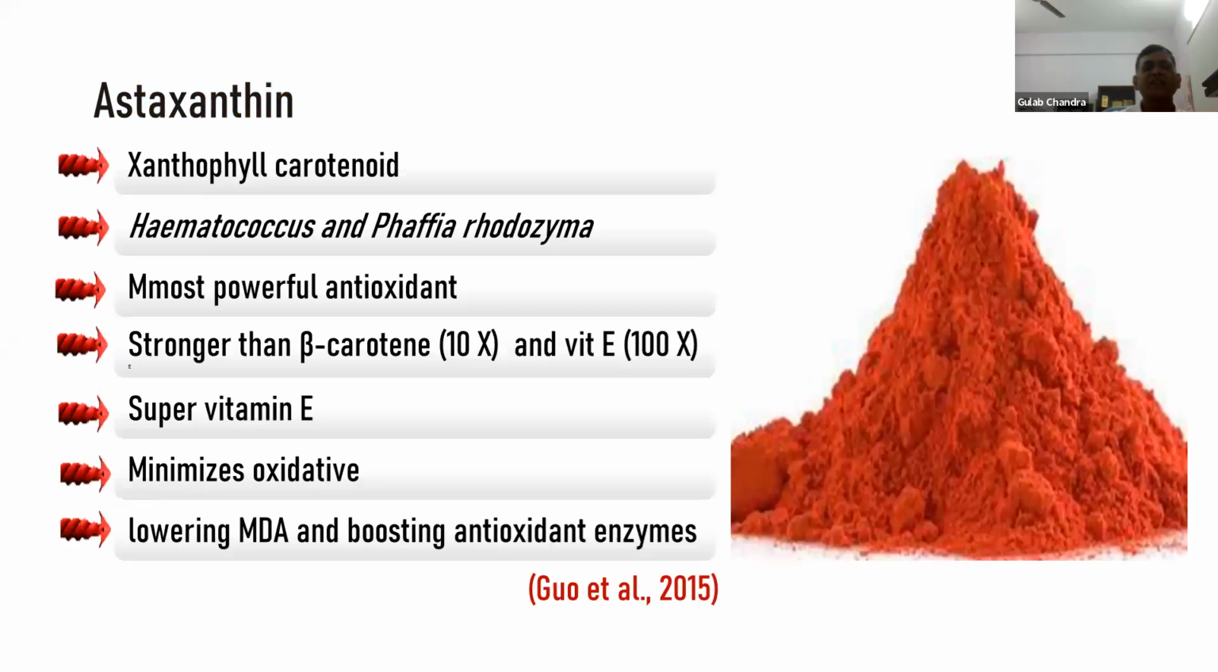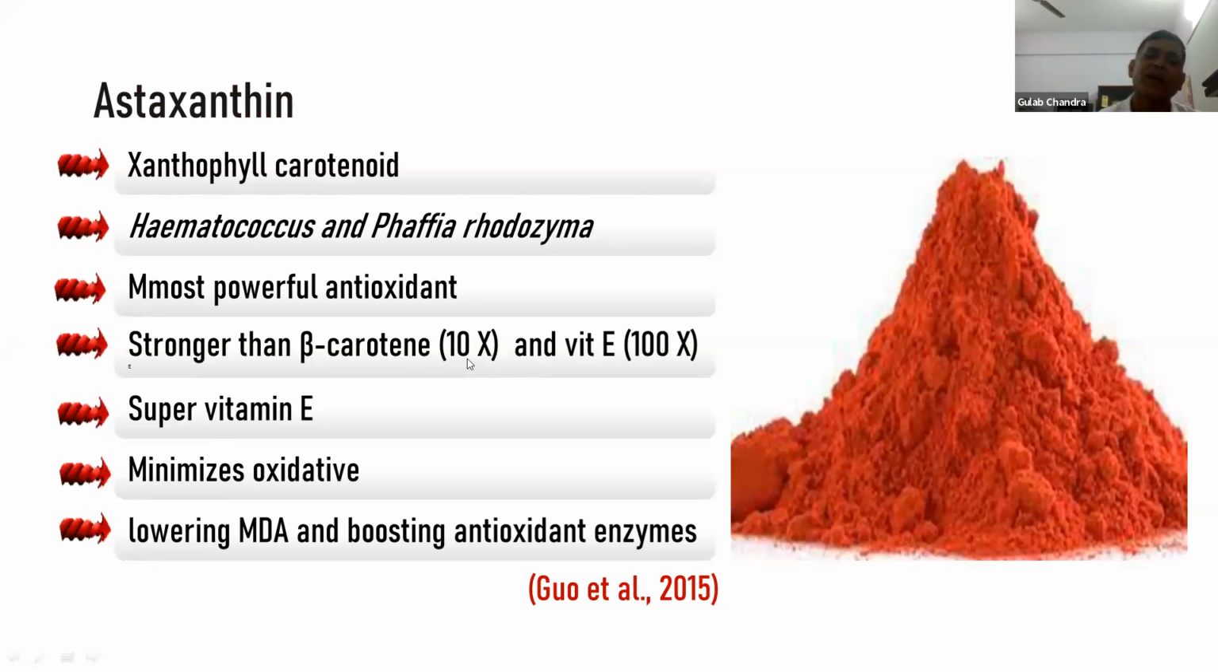Astaxanthin is a xanthophyll and is very important because it is the most potent antioxidant known in nature. It is obtained from Haematococcus and Phaffia rhodozyma. Phaffia rhodozyma is a yeast, and Haematococcus is a micro green alga. It is more powerful than beta carotene, about 10 times stronger than beta carotene and 100 times stronger than vitamin E.